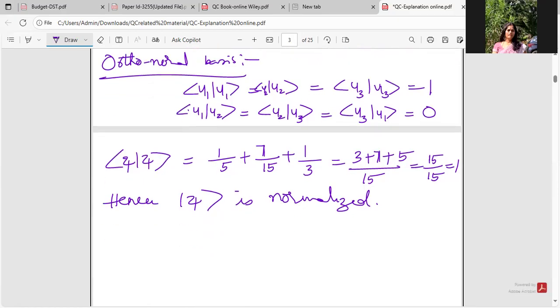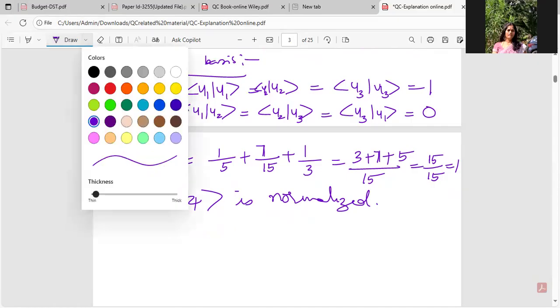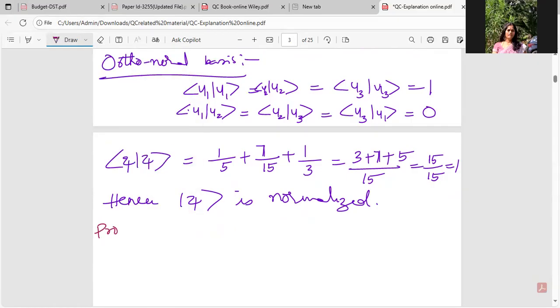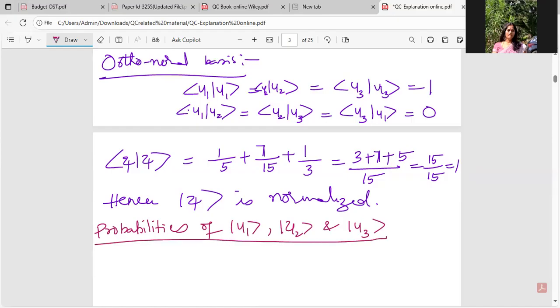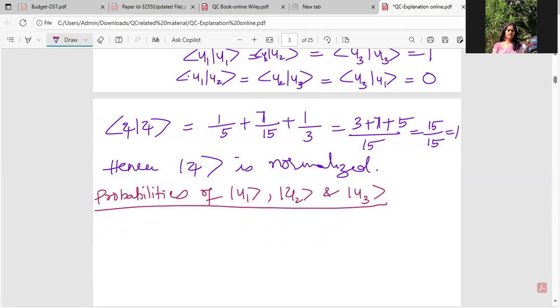Now we have also been asked to find the probabilities. The question asks for the probability of each state. So what are the states that I have? The probabilities of ket u1, ket u2, and ket u3. Now, the probability definition is nothing but the coefficients. In the next video, I will go through the proper definition for an n-dimensional space, and how we calculate probabilities.